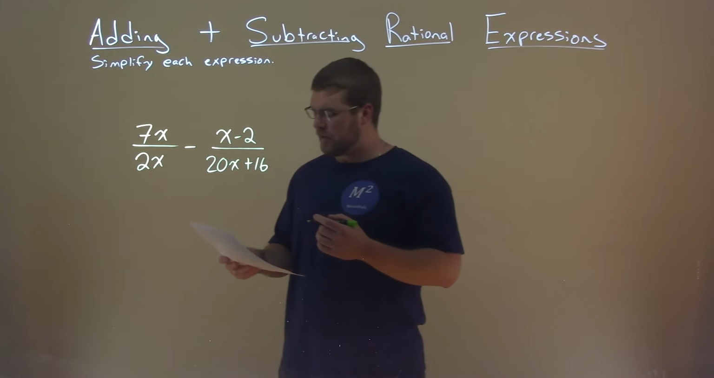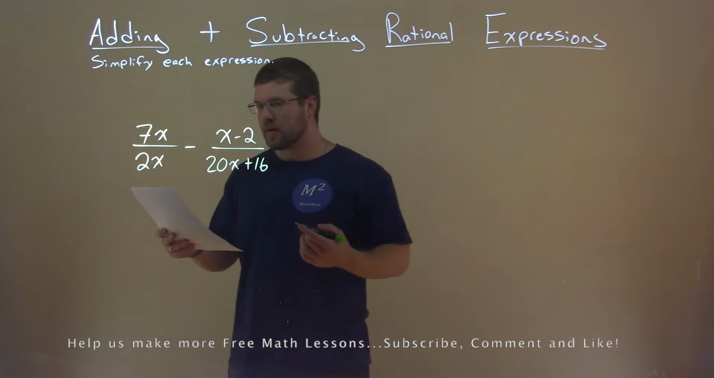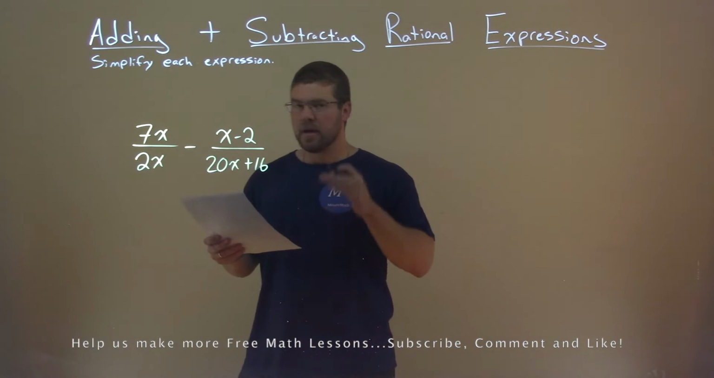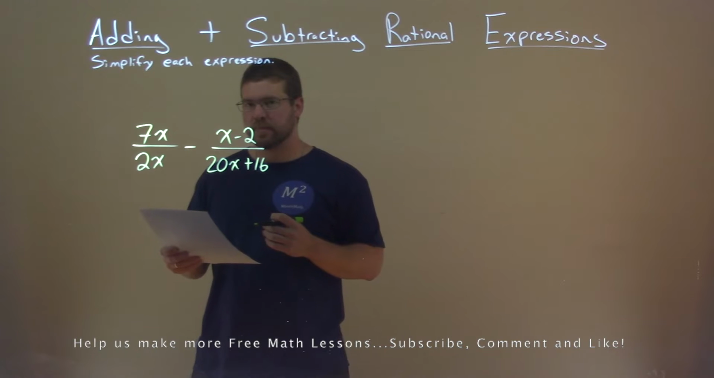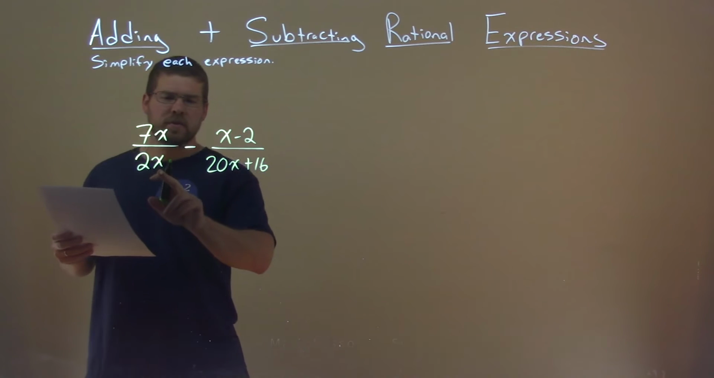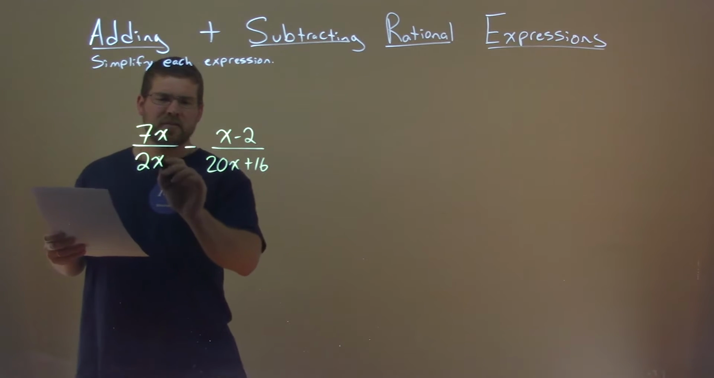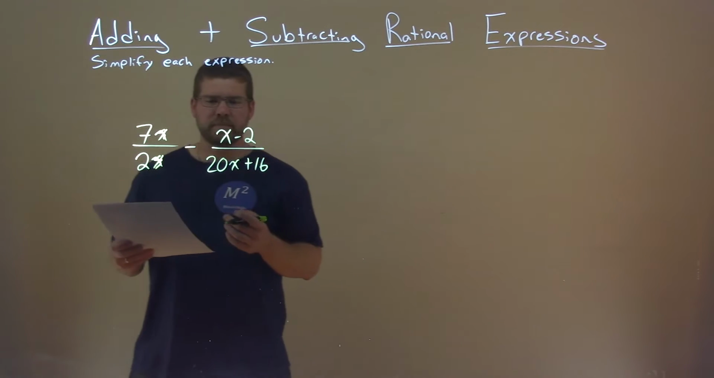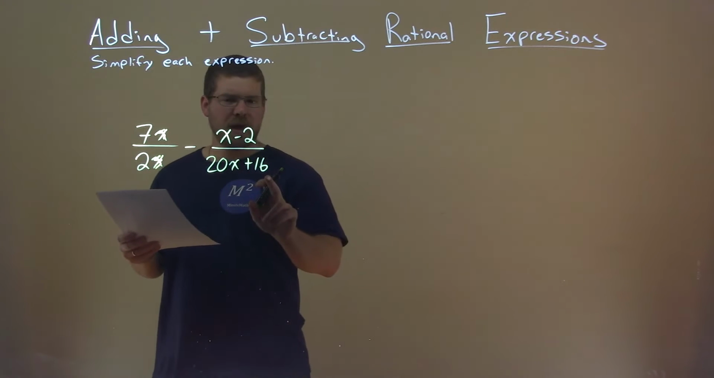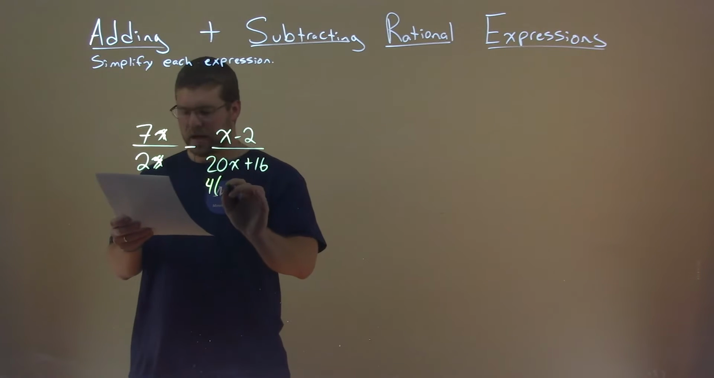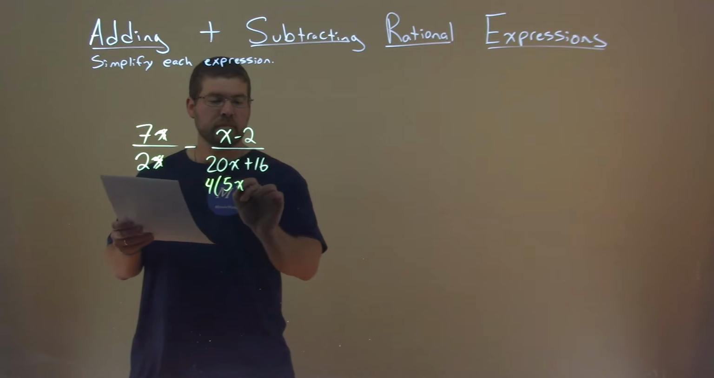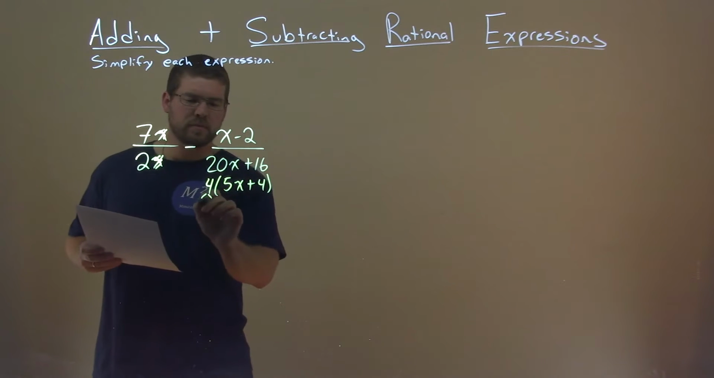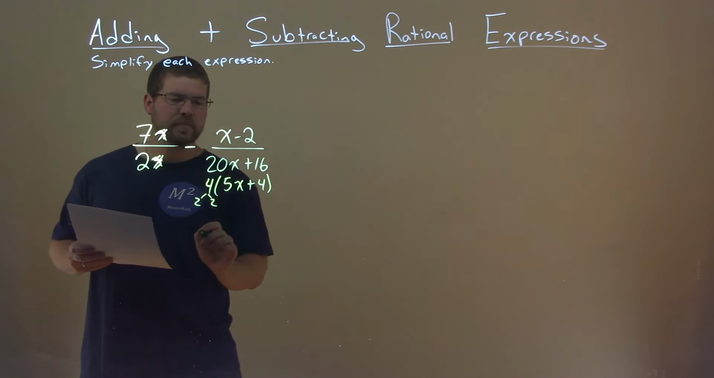We're given this problem right here. 7x divided by 2x minus x minus 2 divided by 20x plus 16. And we need to simplify this expression. One of the first things I notice is that there's an x here and an x here, so I quickly can cancel that out. We're trying to simplify where we can. 20x plus 16, I can pull out a 4 here. I have 4 times 5x plus 4 now. But notice that this 4 is also 2 times 2. Let's keep that in our mind.